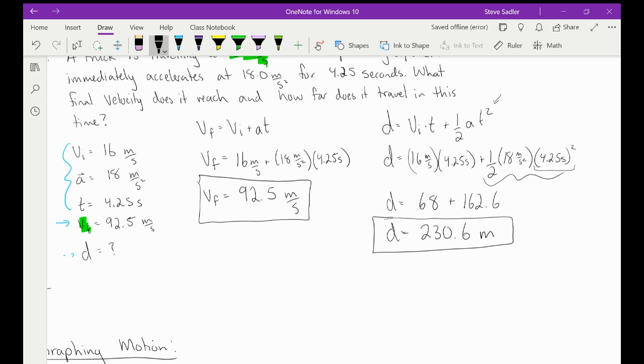There we go. So again, when you're solving problems, make a list of your knowns and unknowns. That is going to be the easiest way for you to choose the formula, manipulate the formula, and solve the problem.